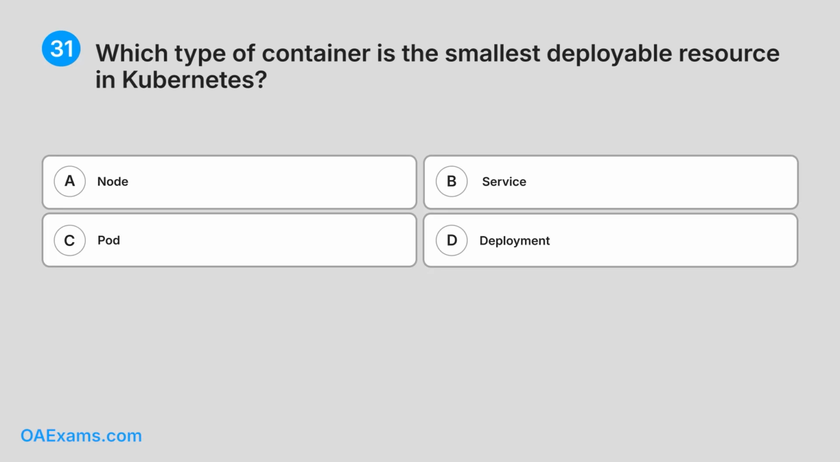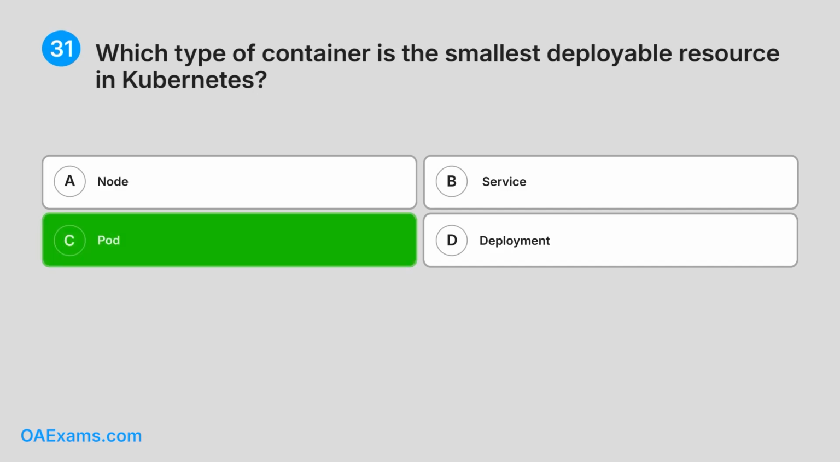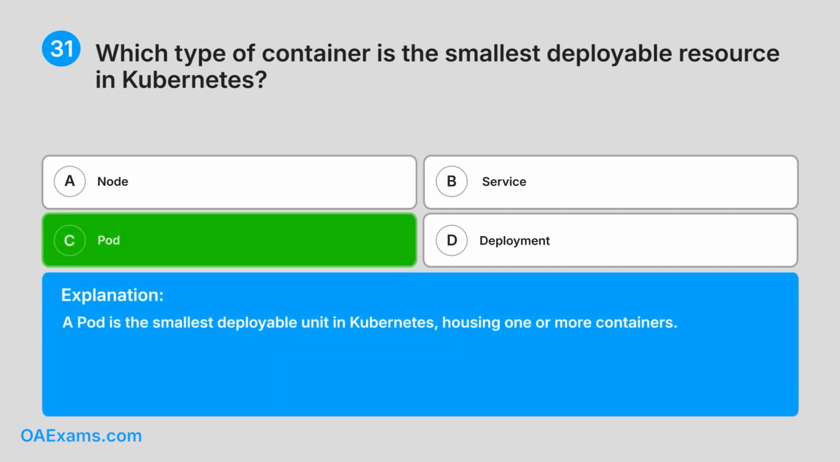31. Which type of container is the smallest deployable resource in Kubernetes? A. Node. B. Service. C. Pod. D. Deployment. Do you know the answer? Correct answer: C. Pod. Explanation: a pod is the smallest deployable unit in Kubernetes, housing one or more containers.